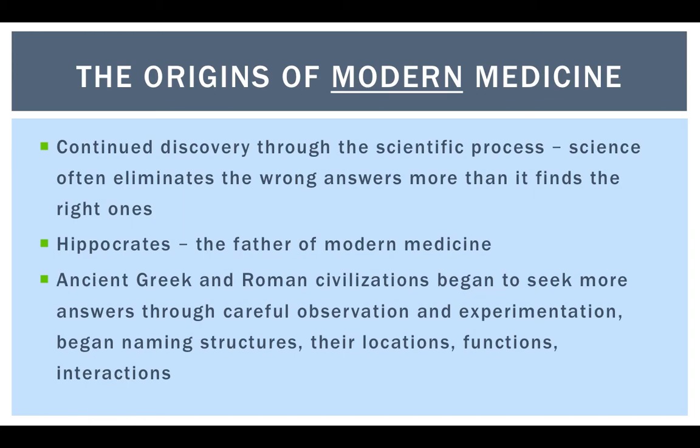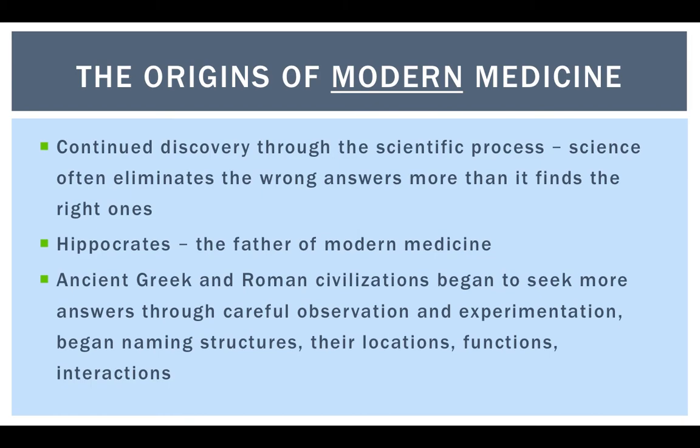This continued as people continued to observe and experiment, but began using a more scientific process. So we've talked about the scientific process or the scientific method in most of our science classes, I'm sure. And so we know that science often eliminates the wrong answers so that it can find the right answers. We see what doesn't work so that we can see what does work. And we use a systematic approach that other people can repeat and that other people can easily follow.